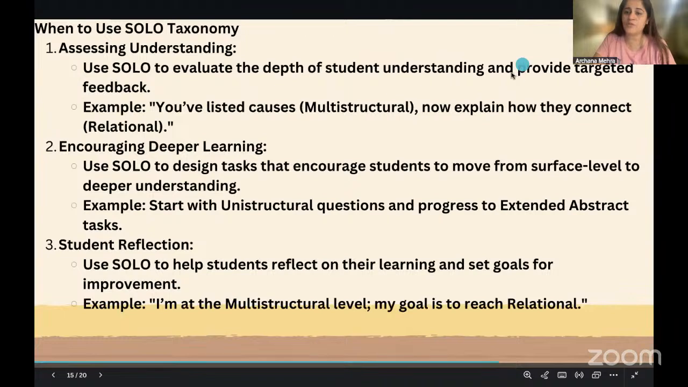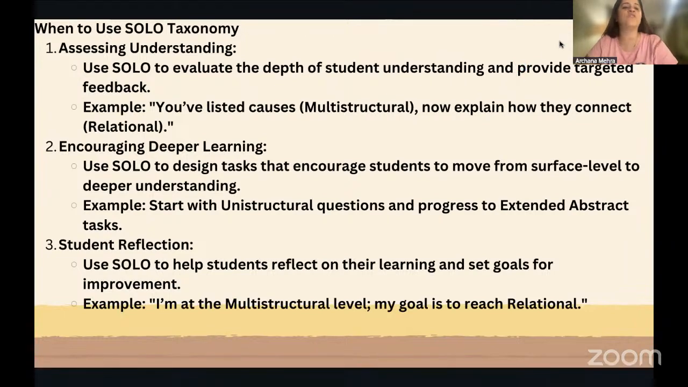When can we use SOLO taxonomy? Let's understand that. For assessing understanding of the student, it can be used to evaluate the depth of students' understanding, as I've been saying from the start of this session. For encouraging deeper understanding, you can use SOLO to design tasks that encourage students to move from one level of understanding to the next. And then students also can use it to reflect. These are the places where you can utilize SOLO taxonomy.